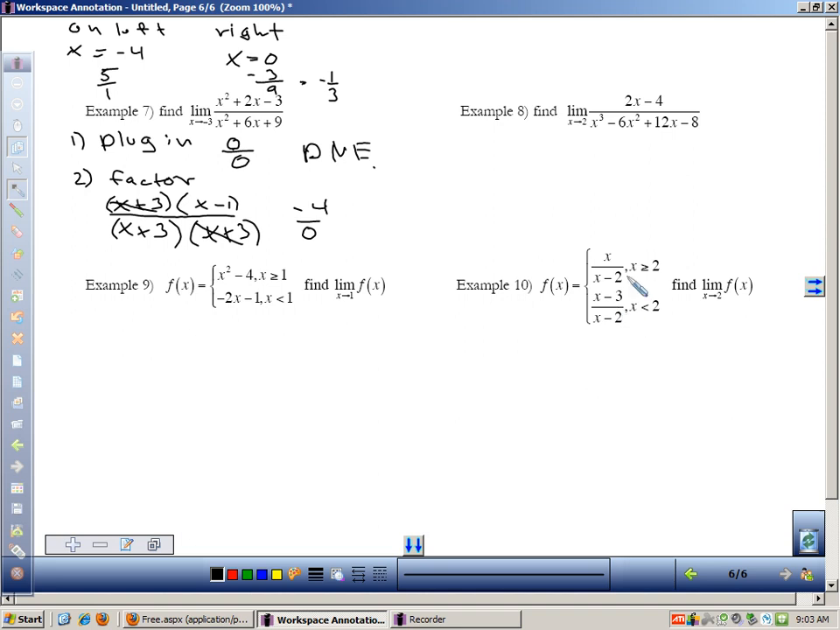So what we do here is if we plug in x equals 2 to these functions, I get 2 over 0 for this one, and I get -1 over 0 for the bottom one. So this doesn't work. Plugging in doesn't work to give us our limit. We can't factor any of these. So we need to plug in numbers close to 2 on the left and on the right.